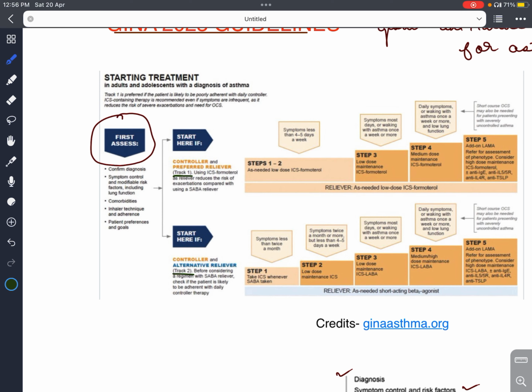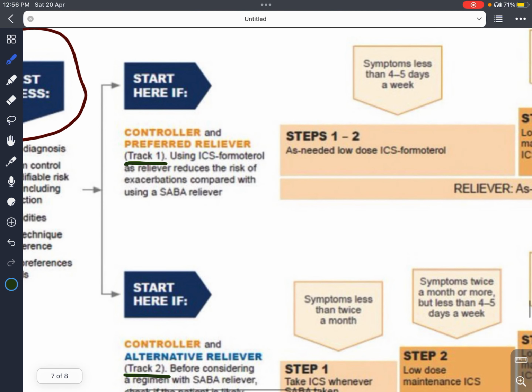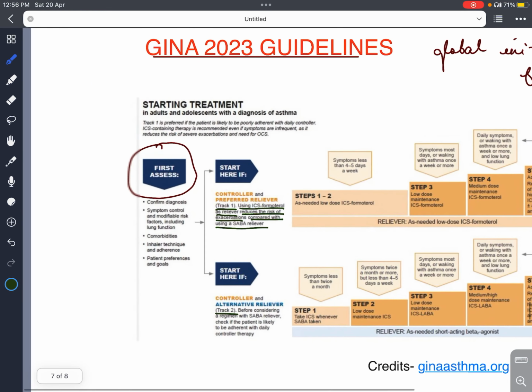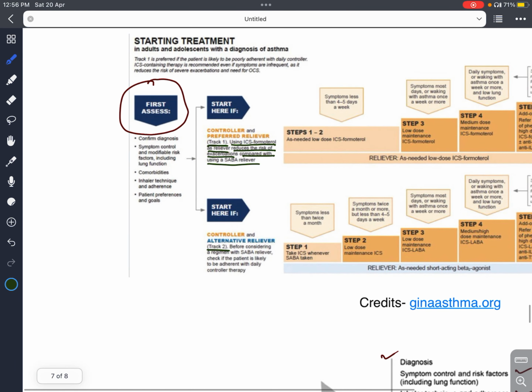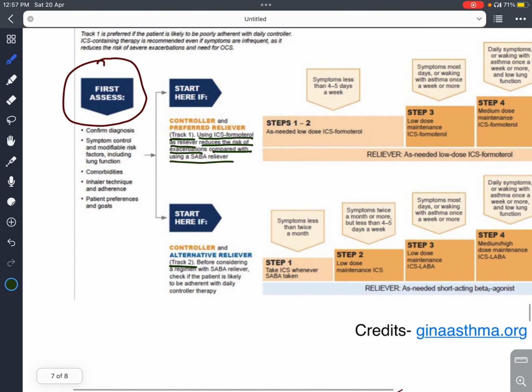They have not used SABA. You can see over here that it is written: using ICS formoterol as reliever reduces the risk of exacerbations compared with using a SABA reliever. Now, why have they used ICS formoterol instead of SABA? I'll tell you the points later on. Just for now, remember that in track 1 therapy, they have used ICS formoterol instead of SABA.